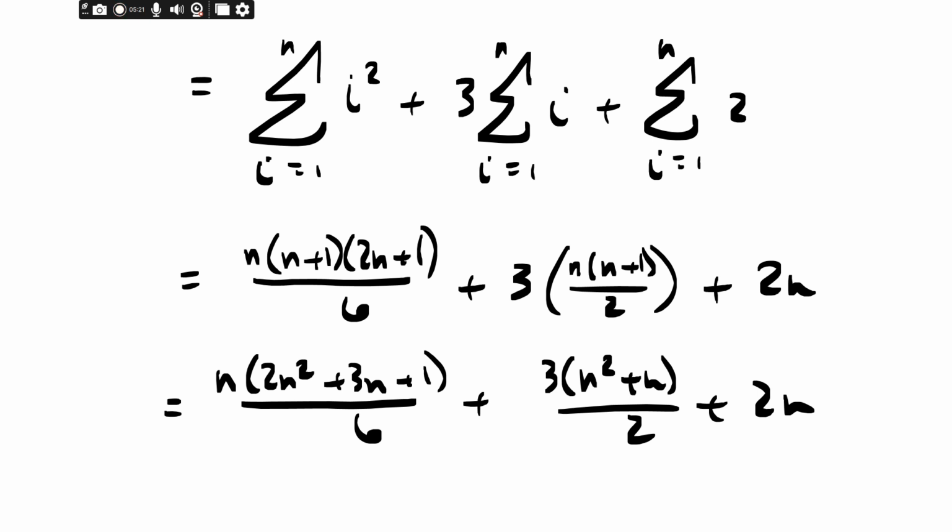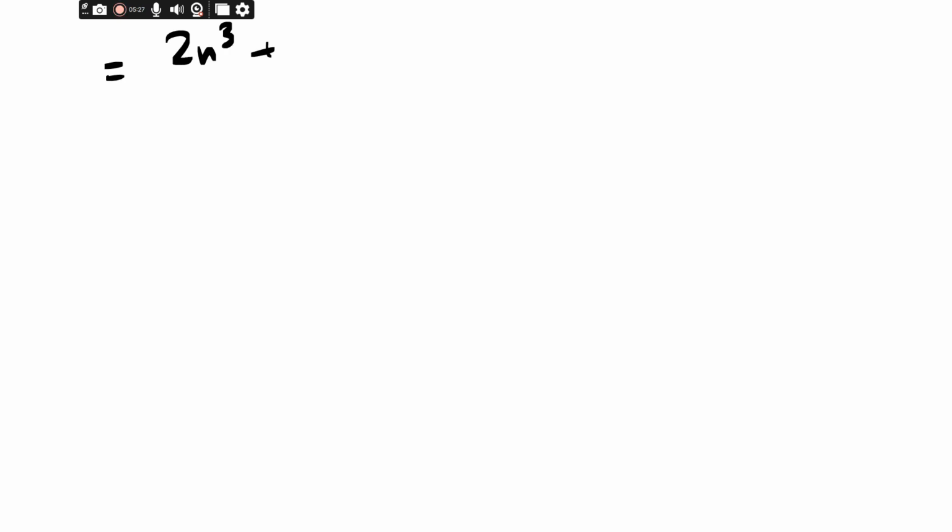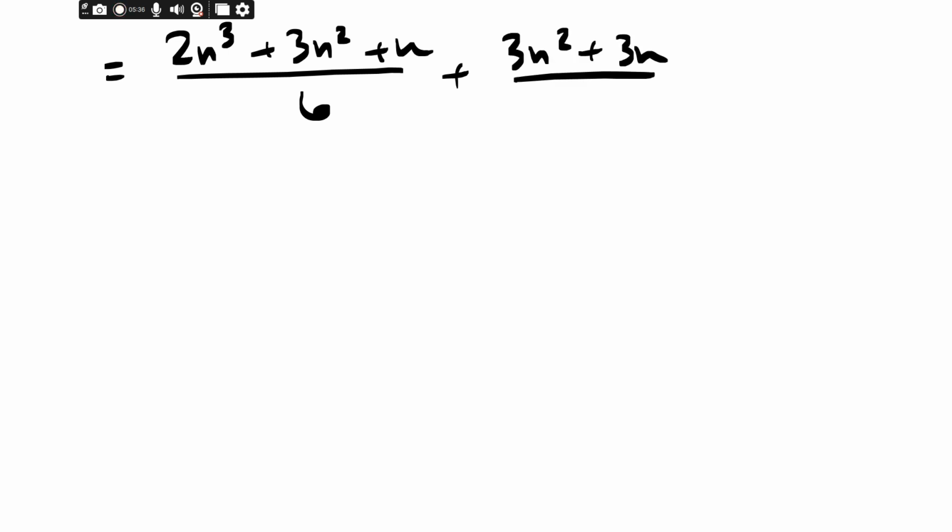Okay, so now let's go with it here. I'm going to multiply the n into here. So n times that, n times that, n times that, all over 6. Here I'm going to multiply the 3n. So 3 times that and 3 times that over 2, and plus the 2n. The only thing we have to do here is simplify this out. So a lot of simplification, but let's go for it.